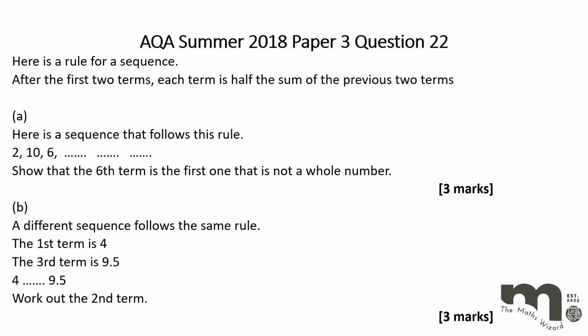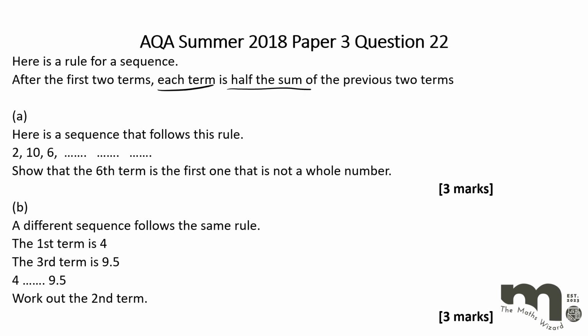So it's quite a tricky one here. It's from near the end of the summer 2018 paper 3. So we've got a rule for a sequence. It says after the first two terms, each term is half the sum of the previous two terms.